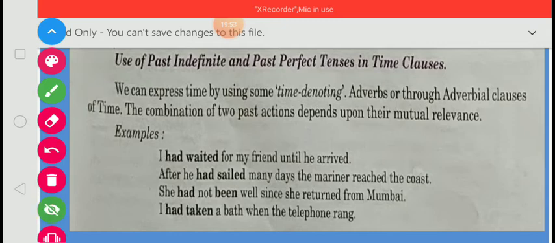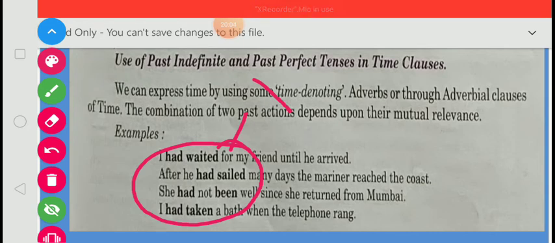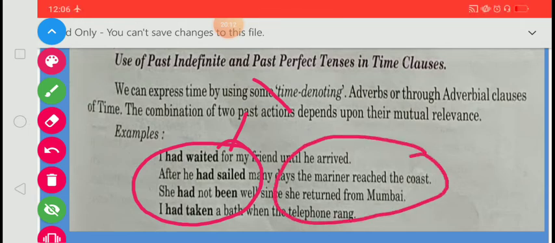Okay students, so all these actions take place first, so that's why they are in past perfect tense, and all these actions took place later, so that's why they have been expressed in simple past tense.